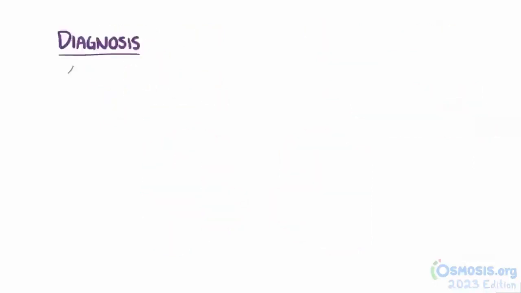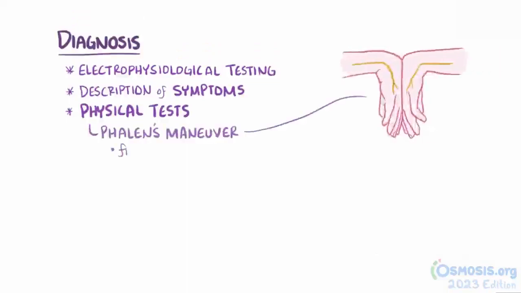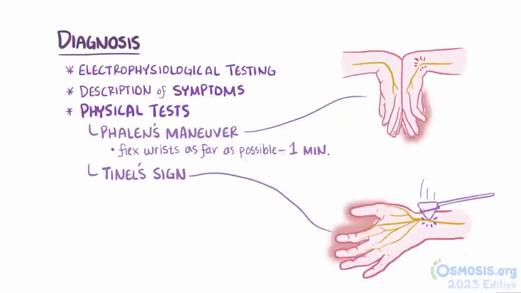Diagnosis of carpal tunnel syndrome can be made based on electrophysiological testing, description of symptoms, as well as physical tests. For example, Phelan's maneuver, where you flex the wrists as far as possible and then hold that position for a minute, results in numbness in the areas of the hand innervated by the median nerve in people with carpal tunnel syndrome. Another physical test, Tinel's sign, is performed by tapping the transverse carpal ligament, which reproduces the symptoms of tingling or feelings of pins and needles in areas of the hand served by the median nerve.